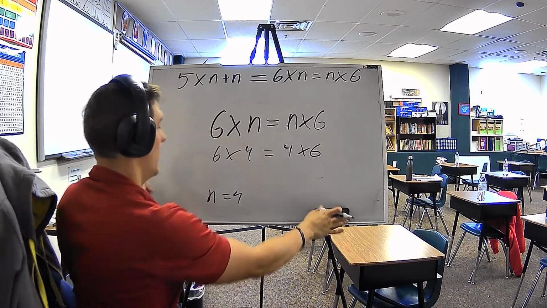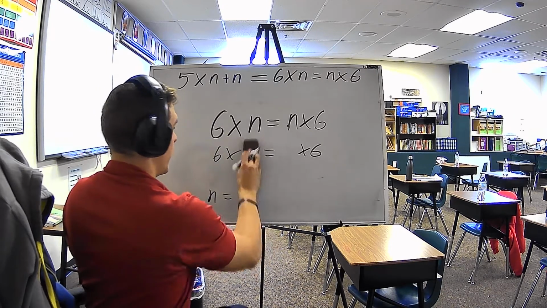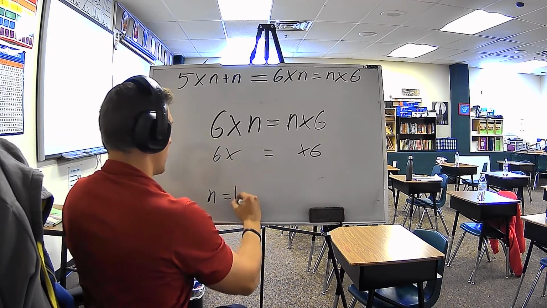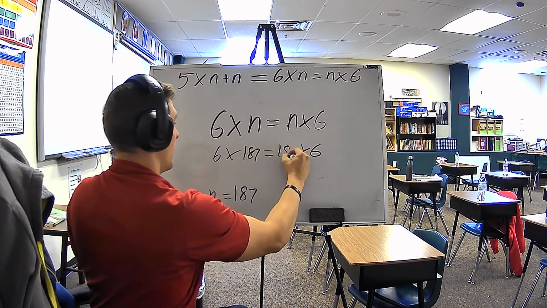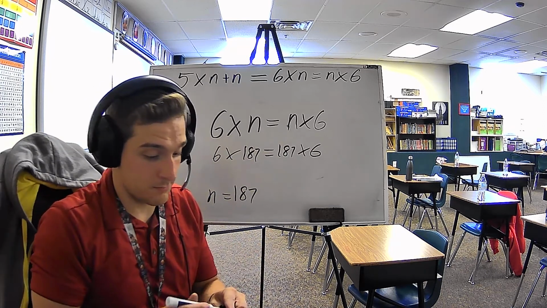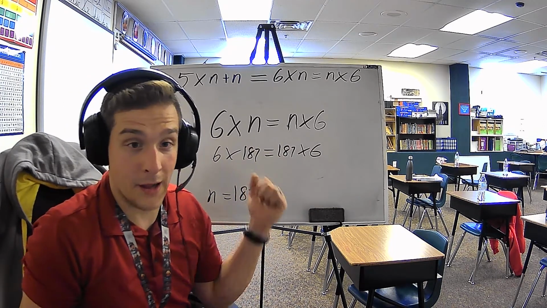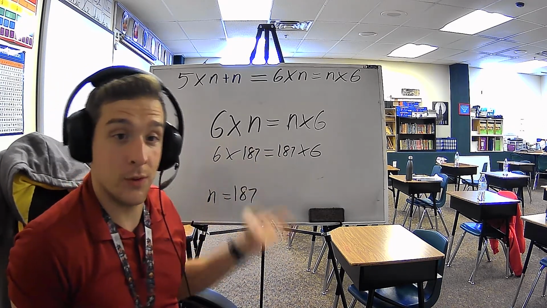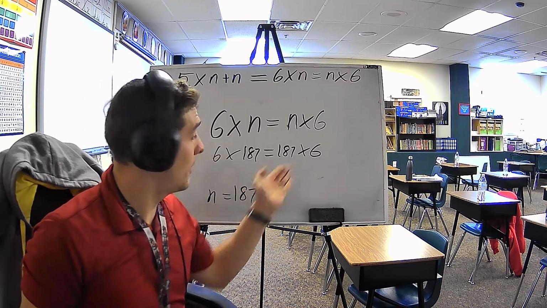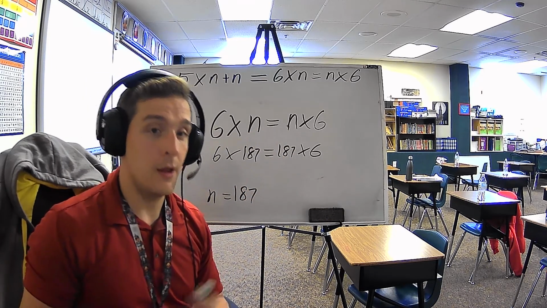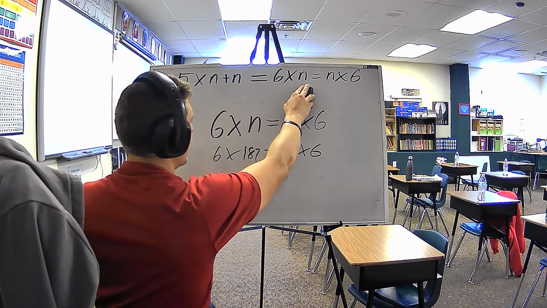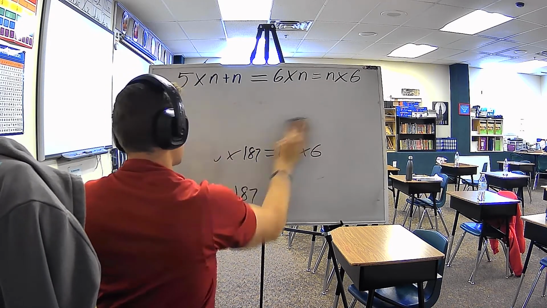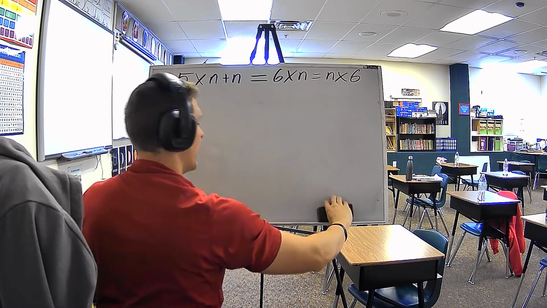Commutative property. For just kicks and giggles, we can say n equals 187. 6 times 187 is equal to 187 times 6. I don't know what that answer is off the top of my head, and that's okay. All I need to know is that they equal the same thing, which means if I solve one, I automatically know what the other one is. So, going off of that, we now understand that 6 times n is equal to n times 6, and n is representing any number.